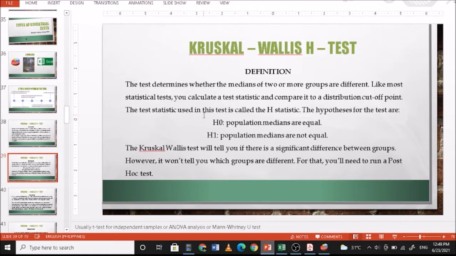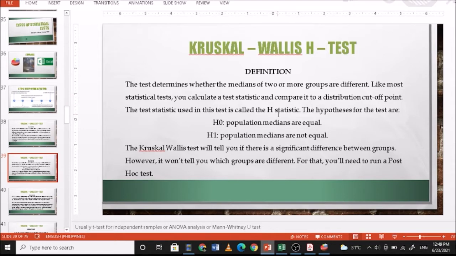If you're running this, it is similar to Mann-Whitney. So if there are only two independent groups, the result is actually the Mann-Whitney result. This test determines whether the medians of two or more groups are different. Like most statistical tests, you calculate a test statistic and compare it to a distribution cutoff point. So the test statistic used in this test is called the H statistic.